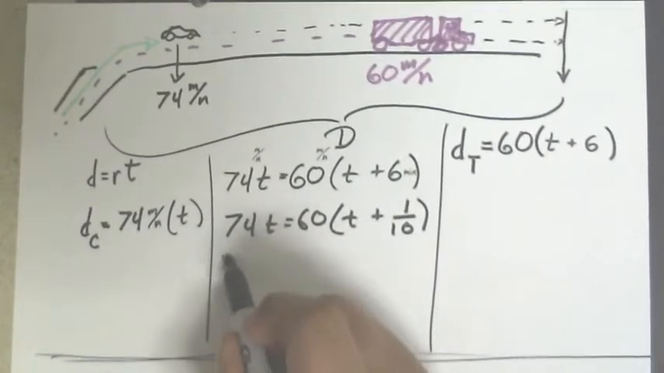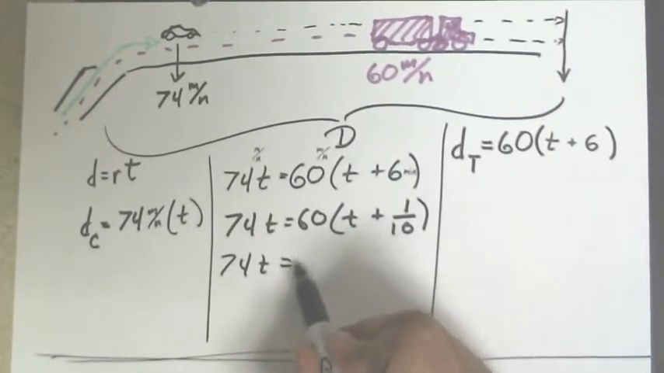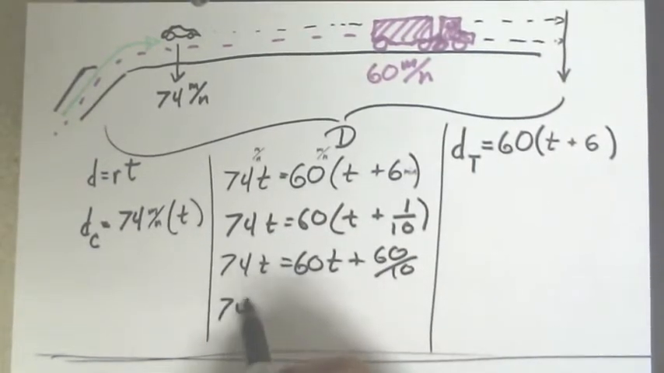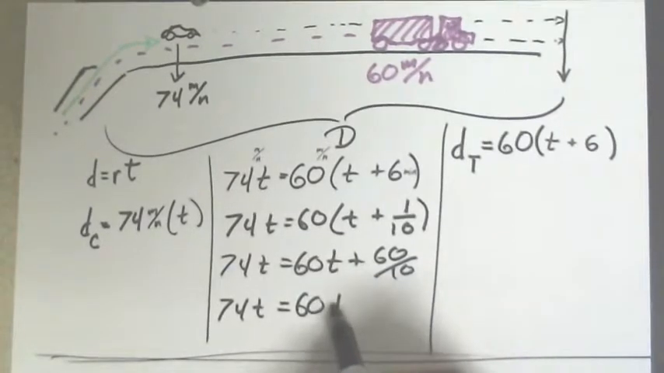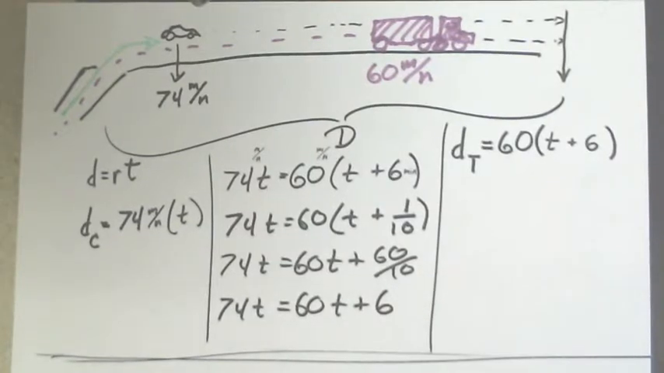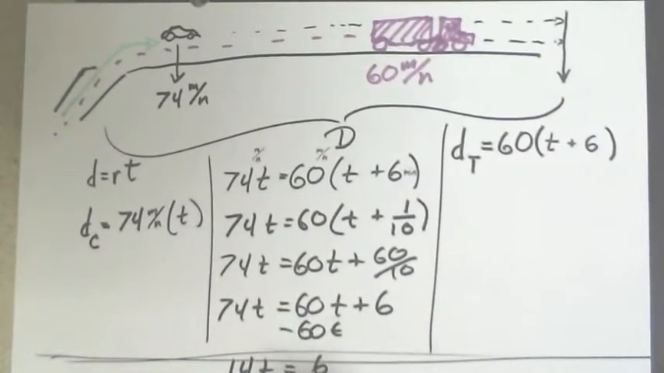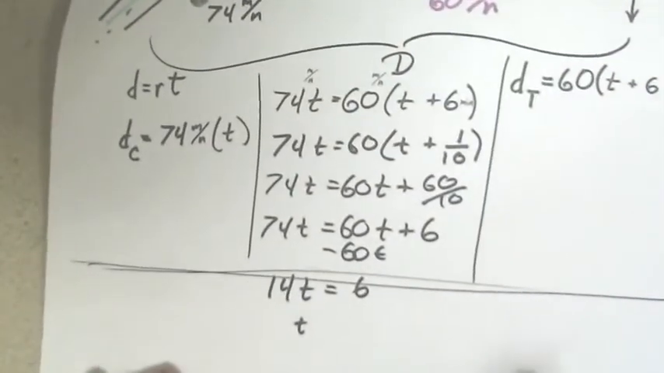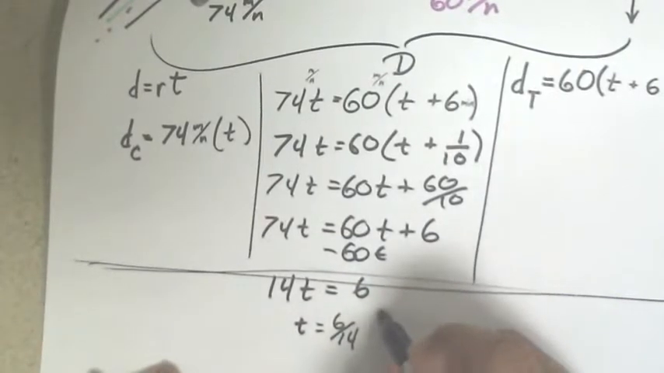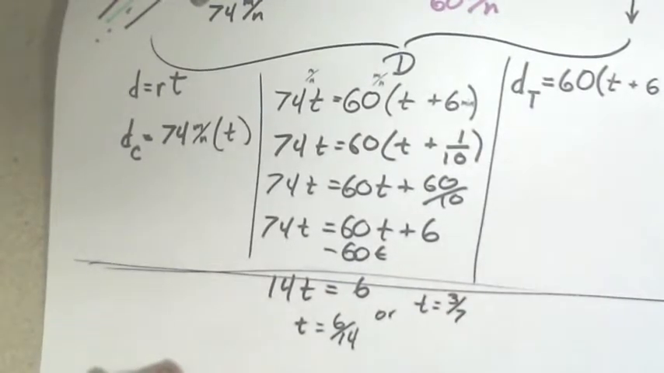Now we can solve this. So 74t equals 60t plus 60 tenths. 74t equals 60t plus, turns back into a nice 6. So subtract the 60t, get 14t equals 6. So, whoops, I lost you there. 14t equals 6, so t equals 6/14, or, divide those by 2, 3/7.